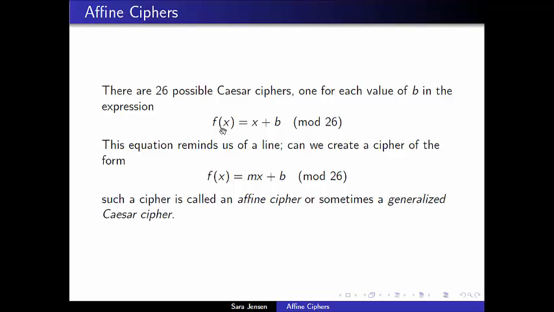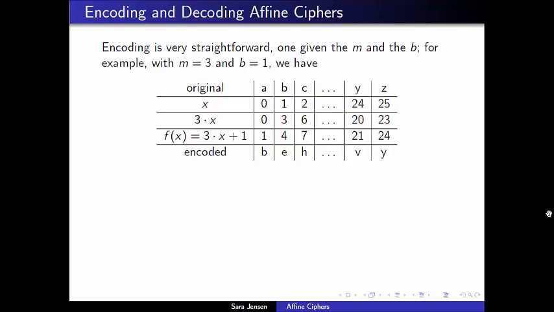And so I've kind of hinted at where we're going with this. Instead of just adding something to the x, maybe we can multiply the x by something and add something, and kind of have this y equals mx plus b idea going on with the cipher. And so that type of cipher has been thought of, and it is either called an affine cipher, which I think is a little more frequent, or occasionally you'll hear it called a generalized Caesar cipher.